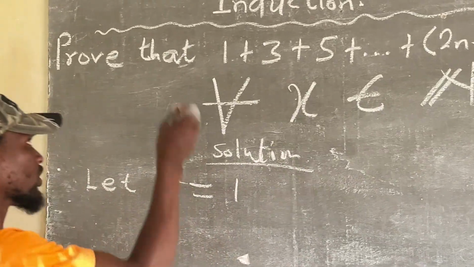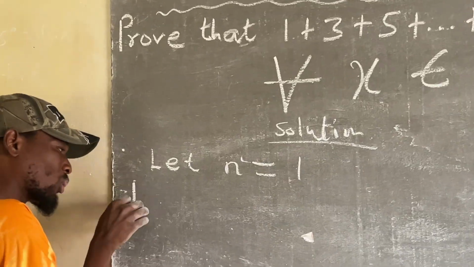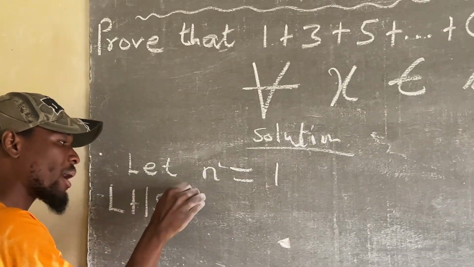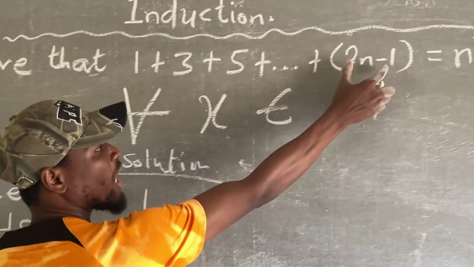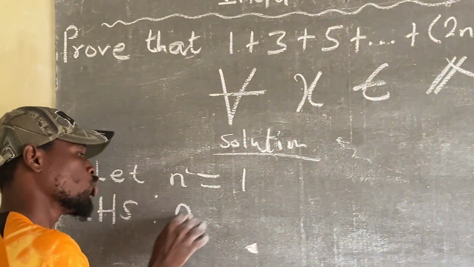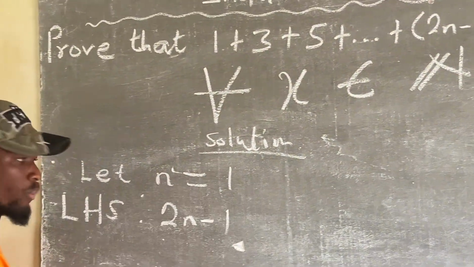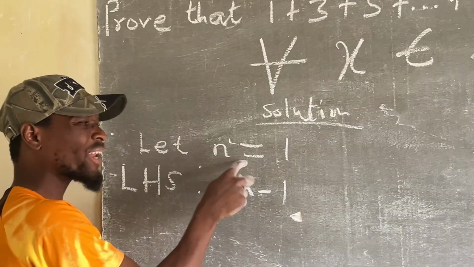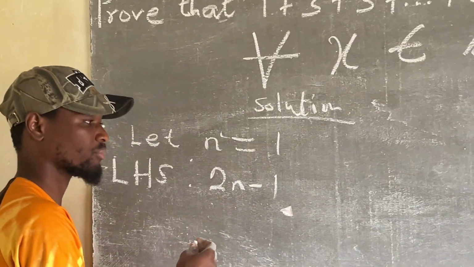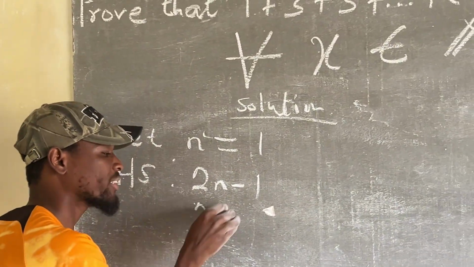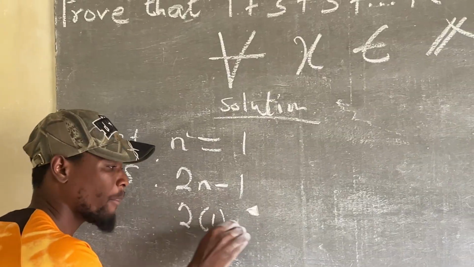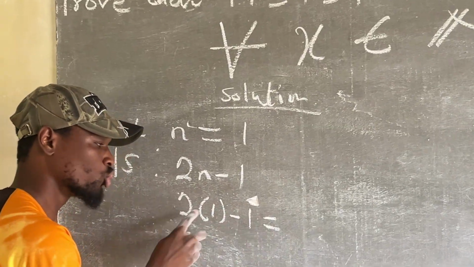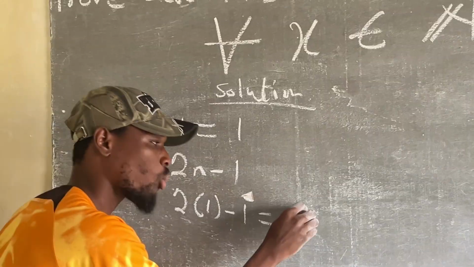So viewers, for our left hand side, we have this expression, which is 2n minus 1. So when n is equal to 1, what happens? You have 2 times 1 minus 1, which is equal to 2 minus 1, which equals 1.